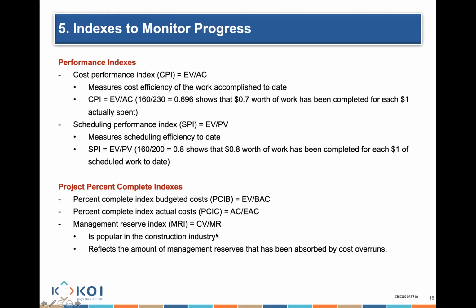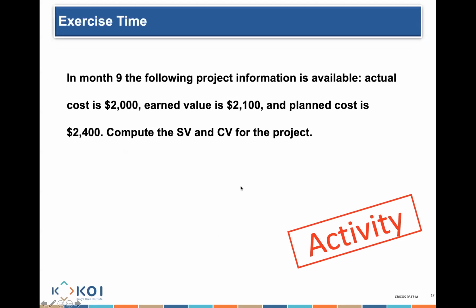Management reserve index is just how much extra money we have available, cost variance divided by the MR. We don't use that very much anyway, but it's more suitable for construction. We don't really use that very much here.